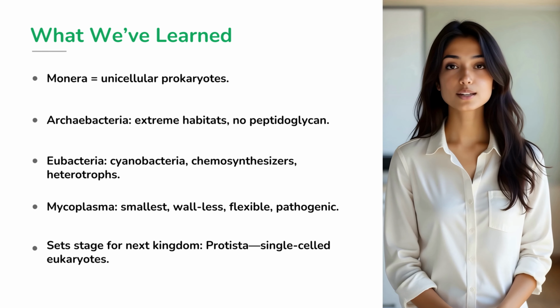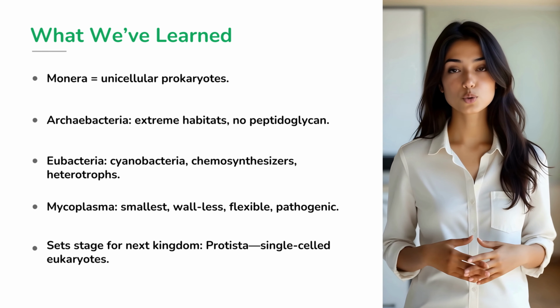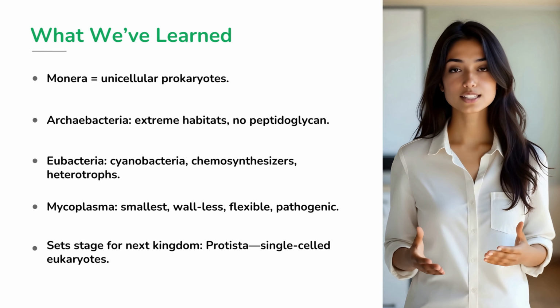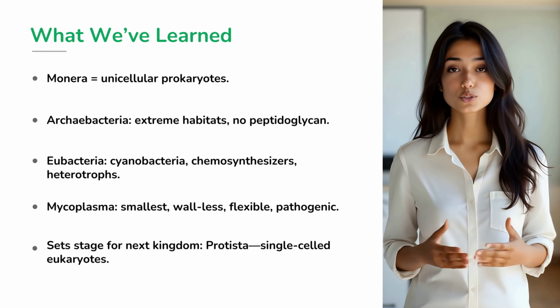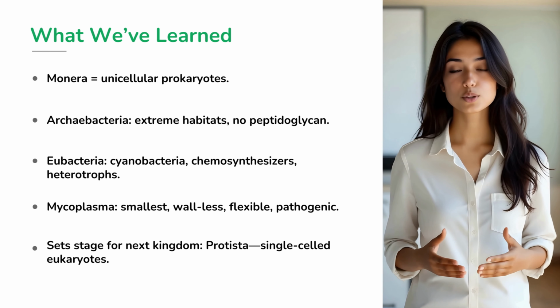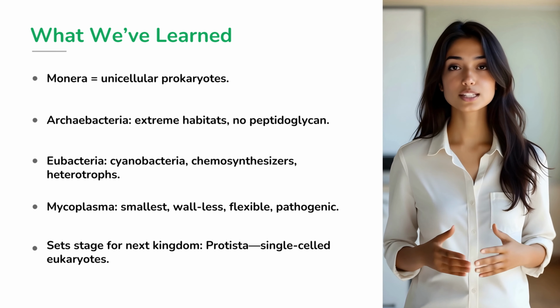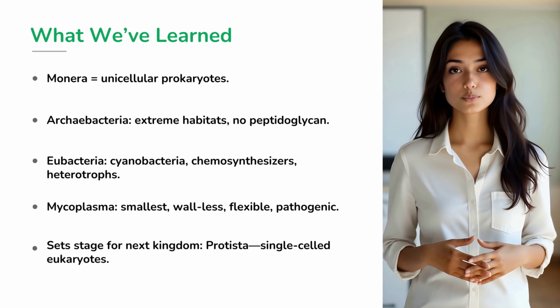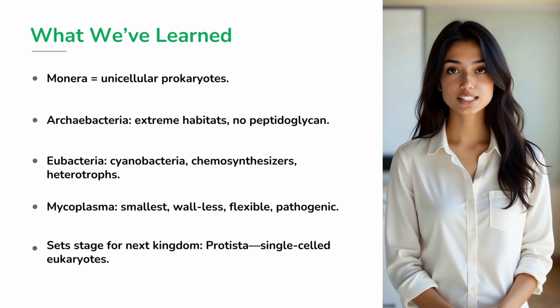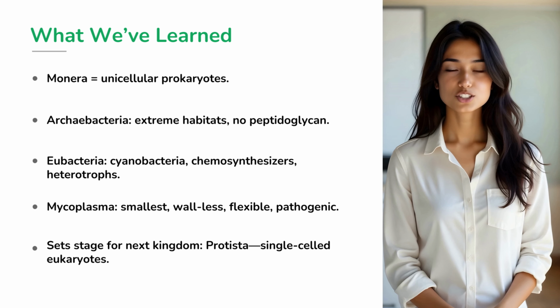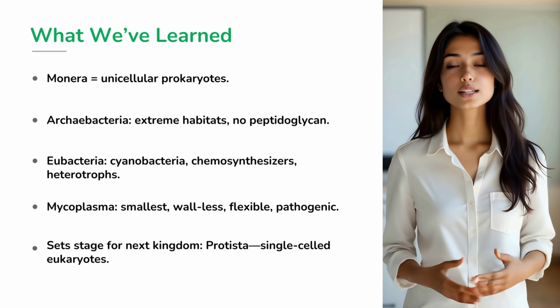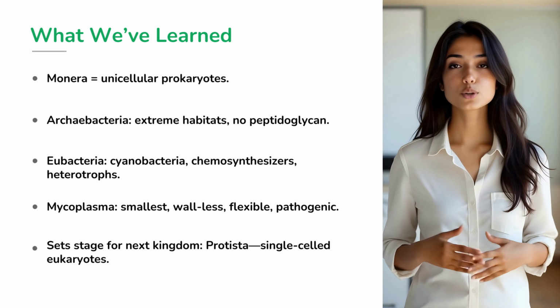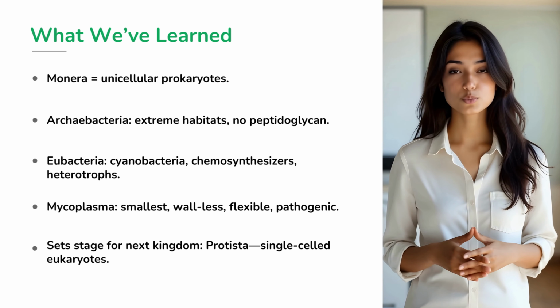To summarize, Kingdom Monera includes all prokaryotes. Archaebacteria live in extremes thanks to unique cell walls. Eubacteria include helpful organisms like cyanobacteria and harmful ones like pathogens. Reproduction is mostly asexual, though genetic exchange does occur. Understanding Monera sets the stage for exploring more complex life forms.